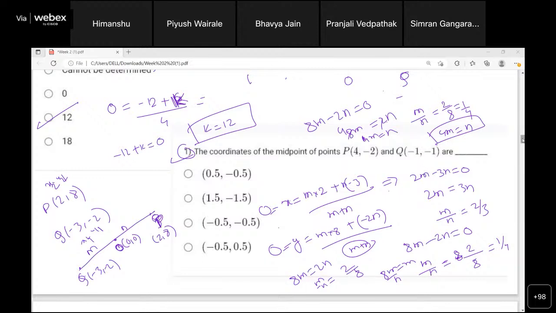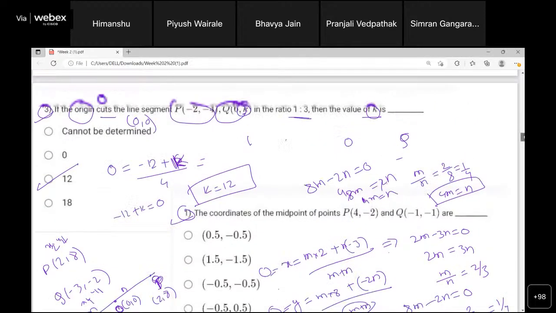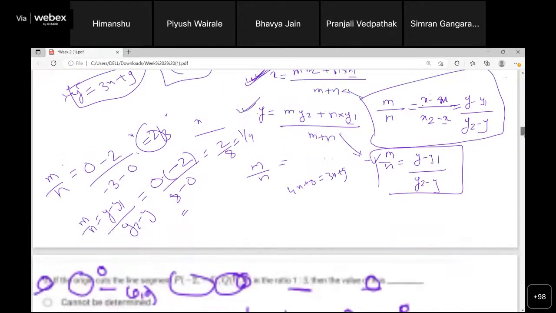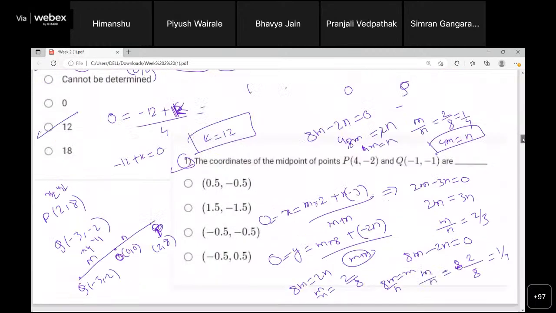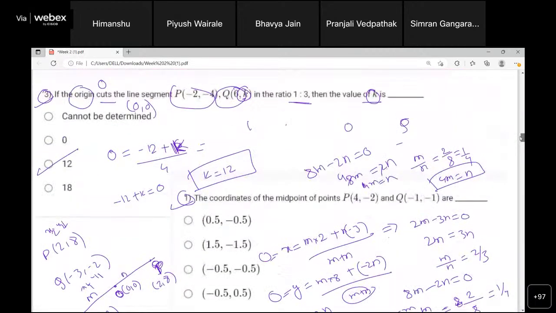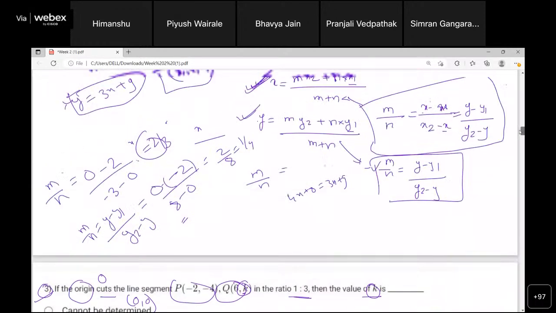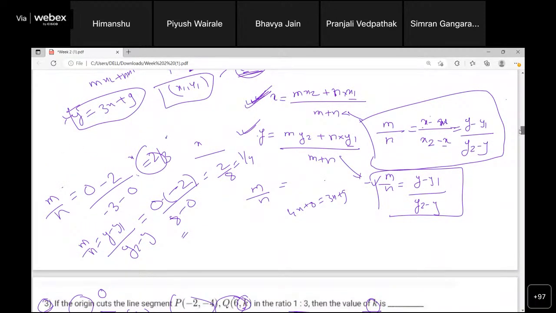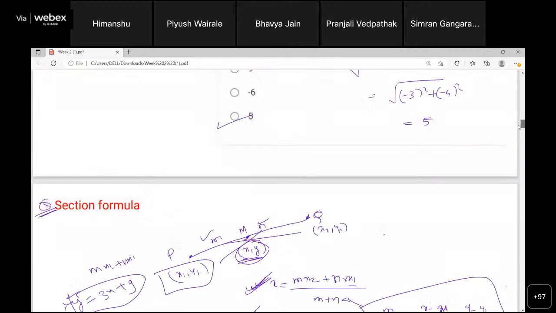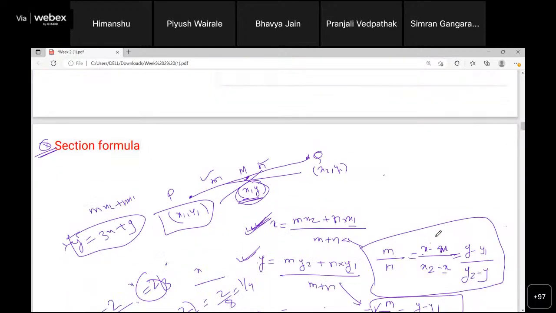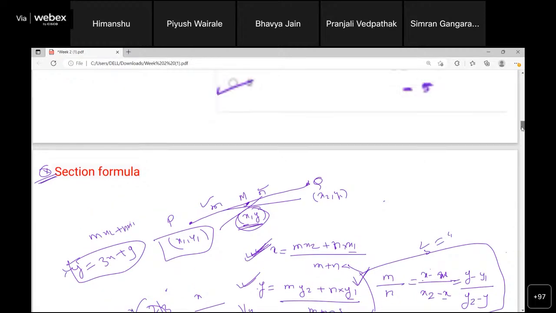Okay, so if you replace, you get 4 is to 1, right? If you interchange x1 y1 with x2 y2. But this is not equal, right? This is coming 2 by 3, this is coming 1/4. So this condition should be satisfied, then only I can say that point lies on the origin.